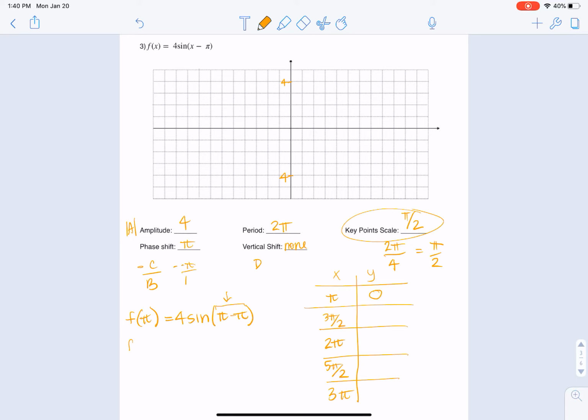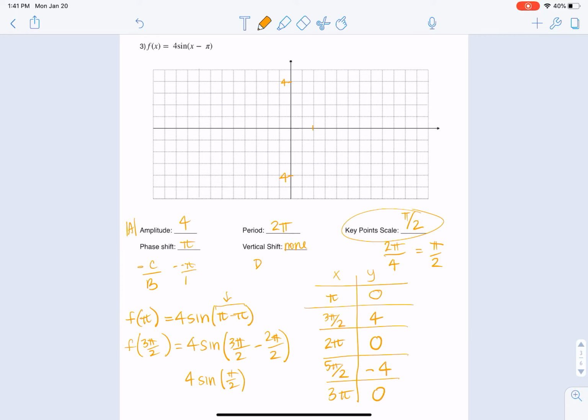F of 3 pi over 2 is going to be 4 sine of 3 pi over 2 minus, we'll rewrite pi as 2 pi over 2. So that's going to say 4 times sine of pi over 2, which is going to put me at 4, because sine of pi over 2 is just 1. 1 times 4 is 4. So if you continue to fill this out, we'll get 0, -4, and back at 0.